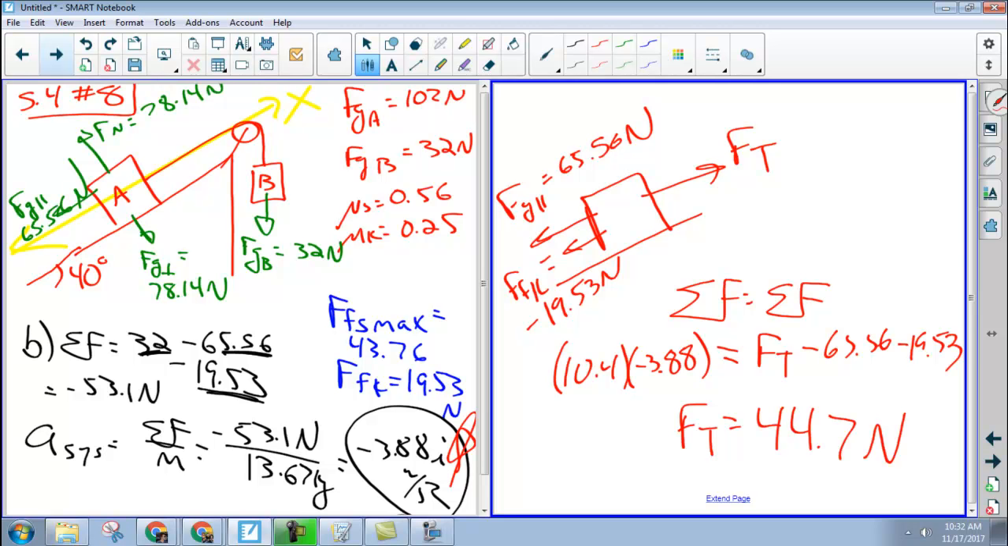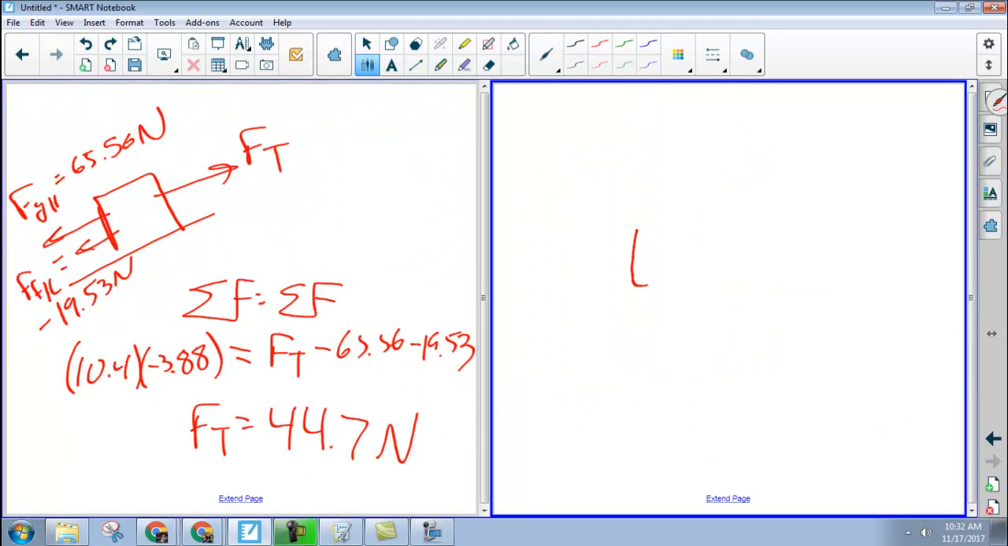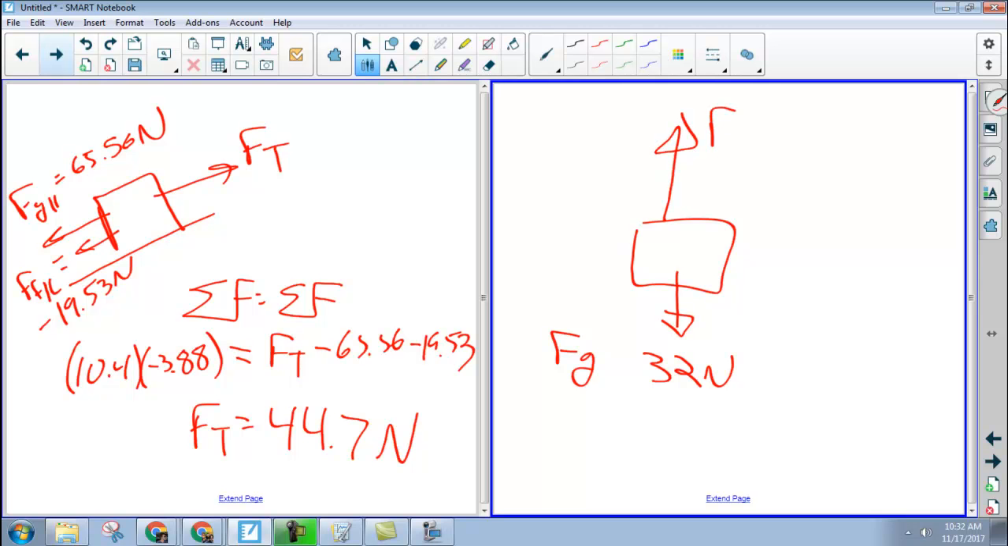All right. And then from the perspective of the other block, the force of gravity on this is 32 newtons. If it's moving down and you want to slow it down, then you need more upwards force, right?